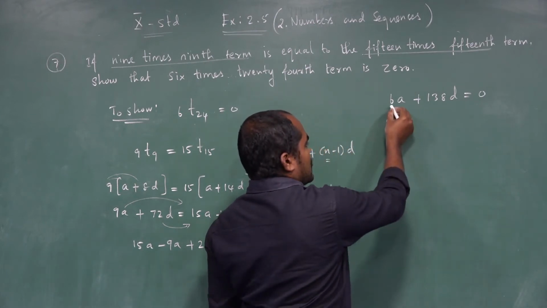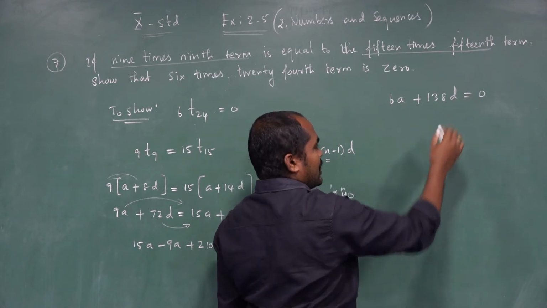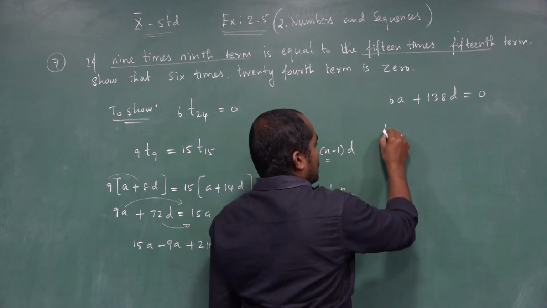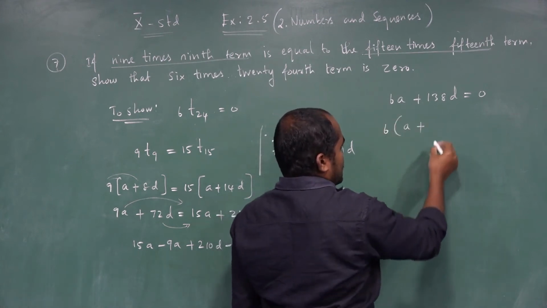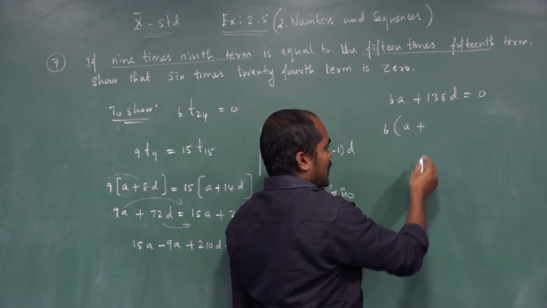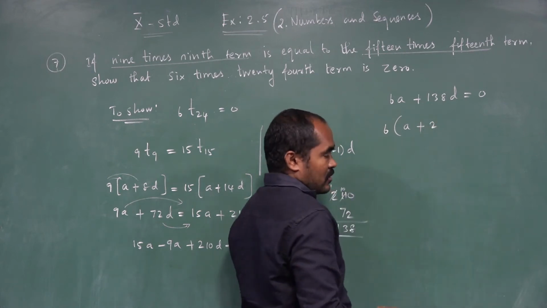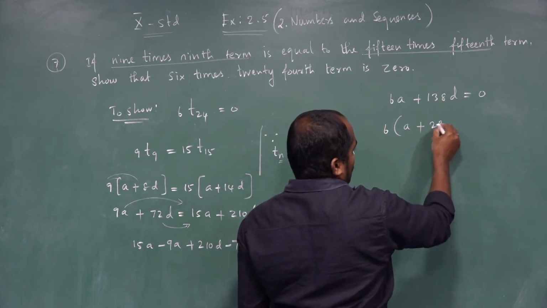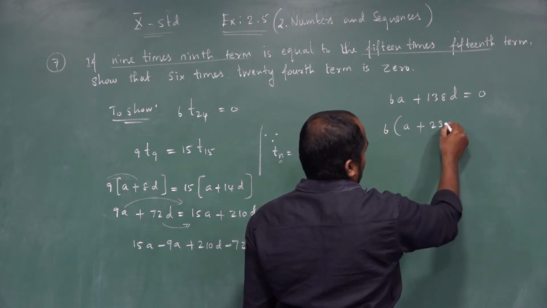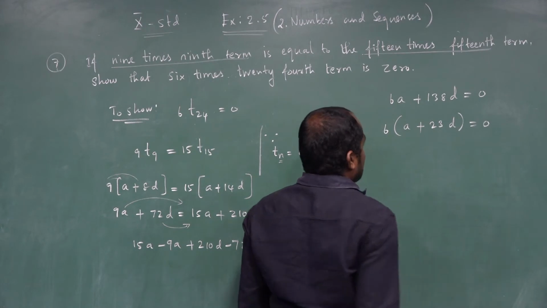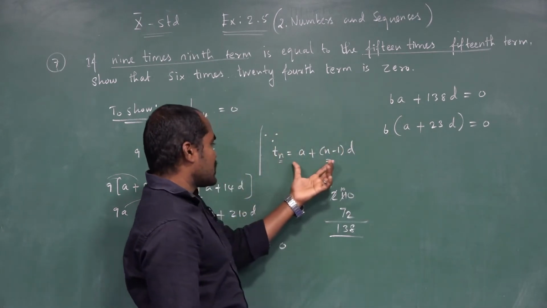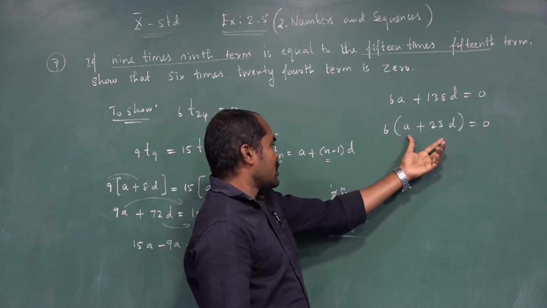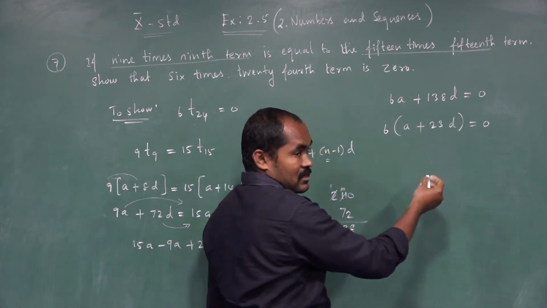So look, here is 6a, here 138d. 138 is a multiple of 6, so take 6 outside. So 6 of a plus, how many 6s do we get? 2 sixes are 12, remainder 1, 3 sixes are 18. So 6 twenty-threes are 138. So 6 of a plus 23d equal to 0. Tn form is a plus n minus 1 into d, so this is also the form a plus 24 minus 1 into d. 24 minus 1 is 23.